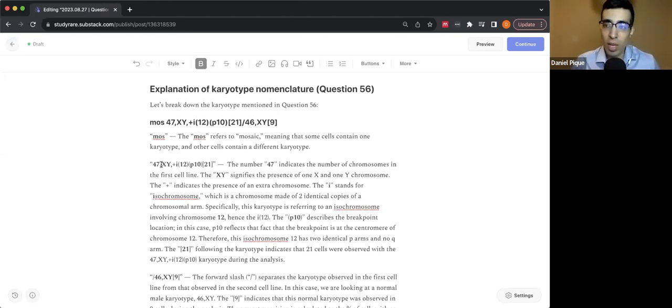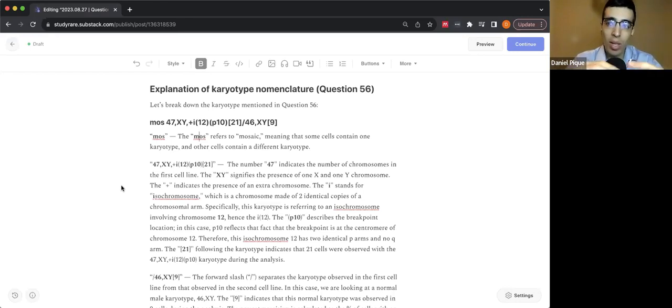So typically we have 46 chromosomes. So we know right off the bat that we have an extra chromosome. We have a male karyotype, so X and a Y. And then we have this plus sign, which indicates the presence of an extra chromosome, followed by the letter I, which stands for isochromosome. And so that's important to keep in mind as well, because what follows is the description of that isochromosome.